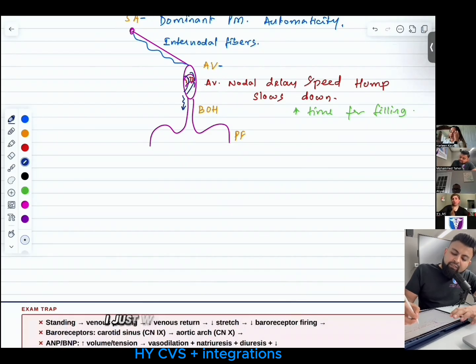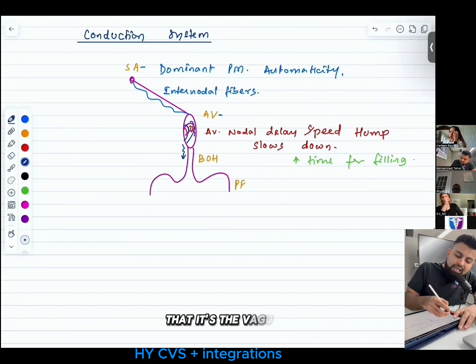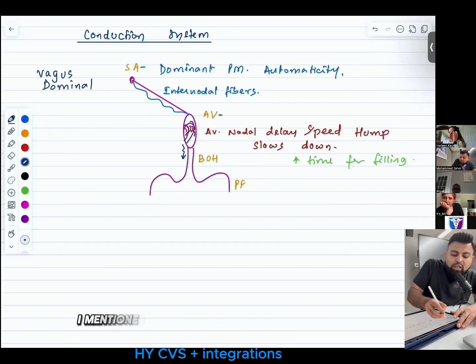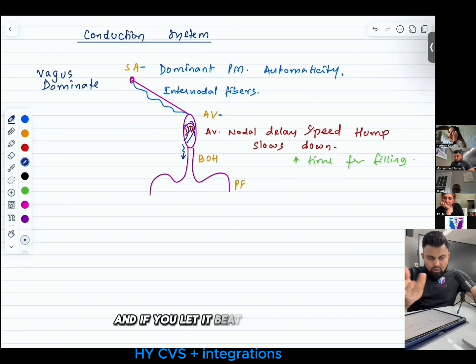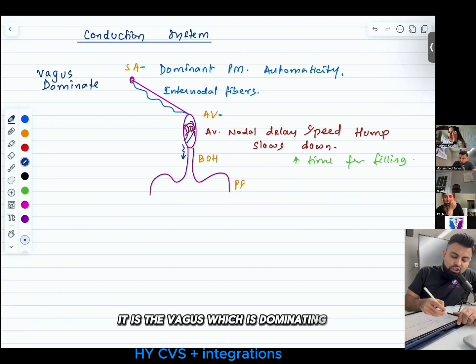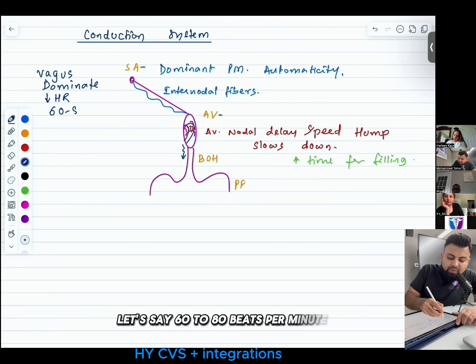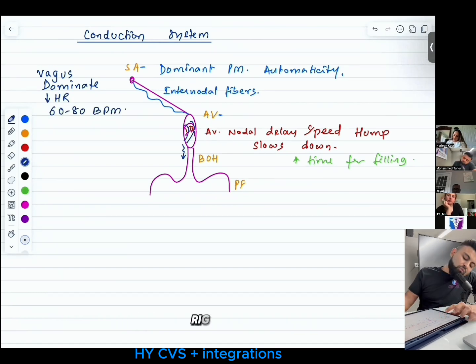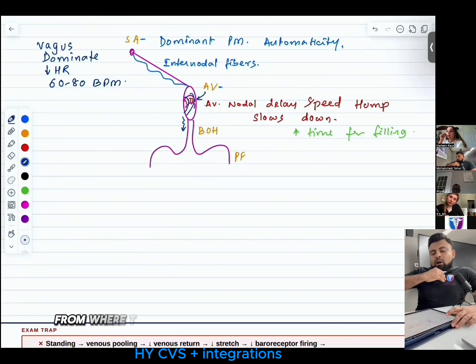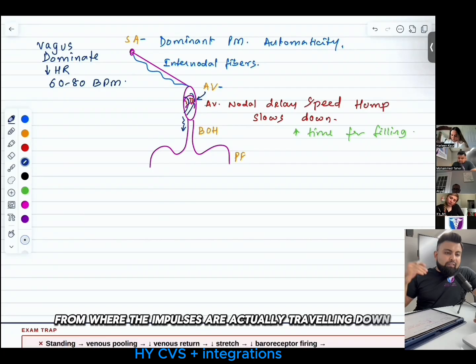So what are the different ways? I just want you to remember one thing, that it's the vagus which is responsible for dominating it. I hope you recall, I mentioned once that if you remove your heart and let it beat, it is going to beat at a significantly high pace. It is the vagus which is dominating, maintaining the heart rate lower, let's say 60 to 80 beats per minute. Right. Now, the AV node is the junction from where the impulses are traveling down.